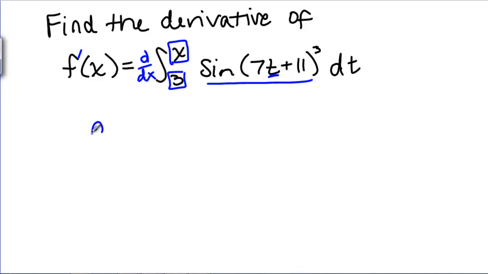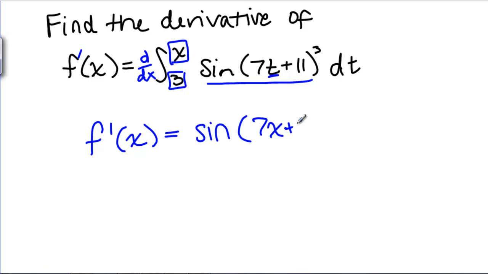So this answer is that f prime of x is sine of 7x plus 11 cubed. Note that we don't change anything about the inside function, except change the t to x.